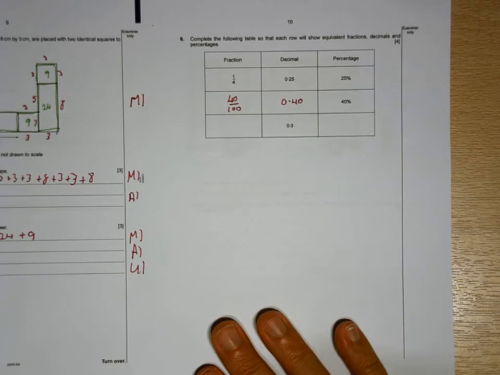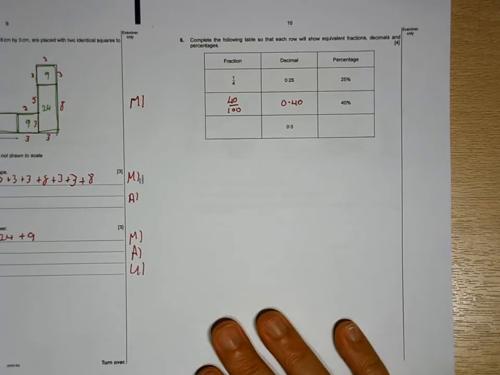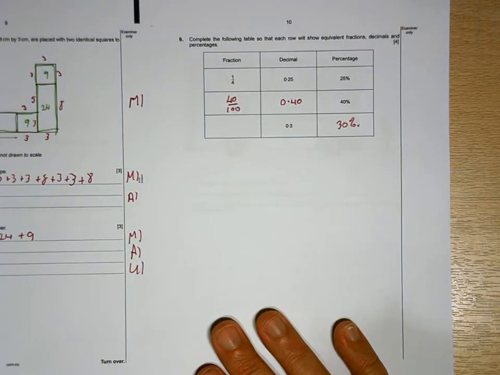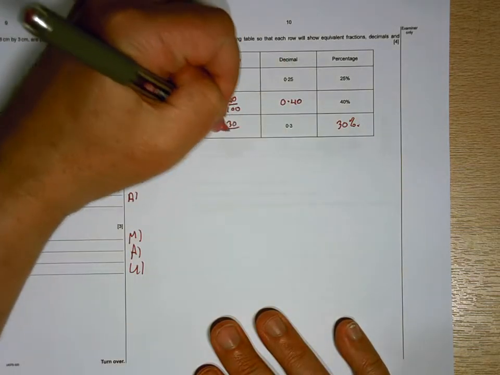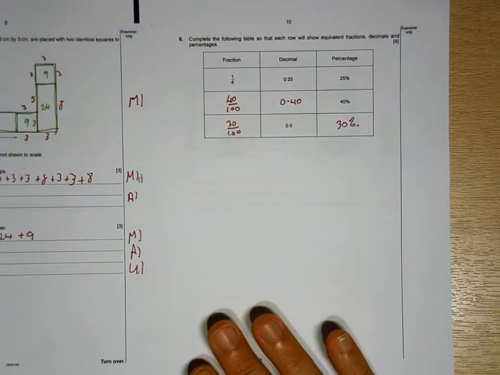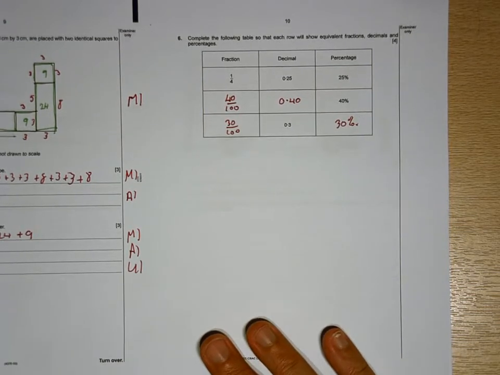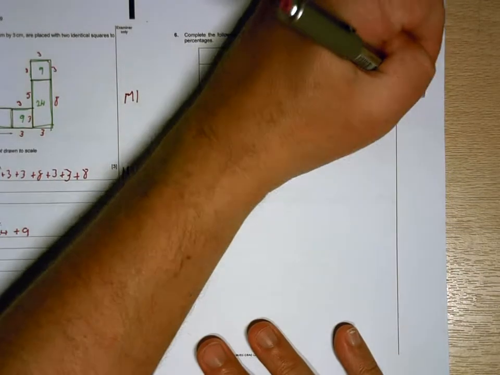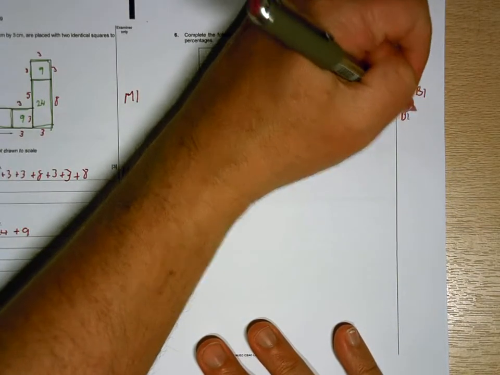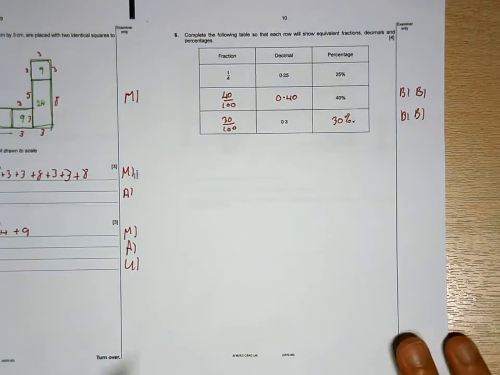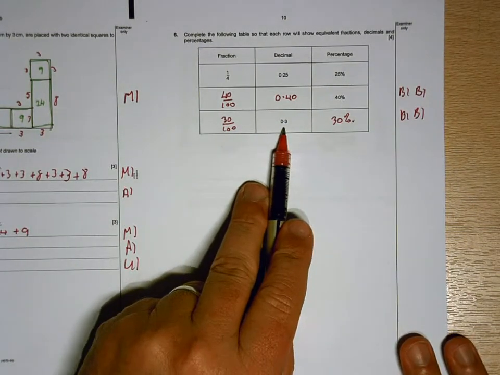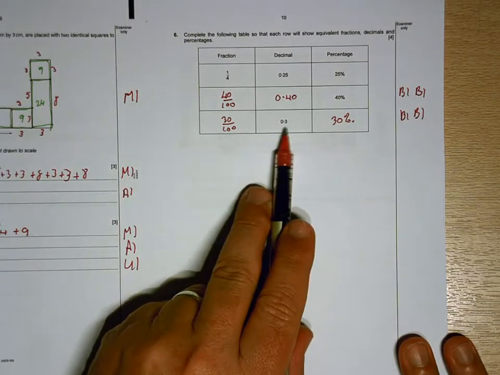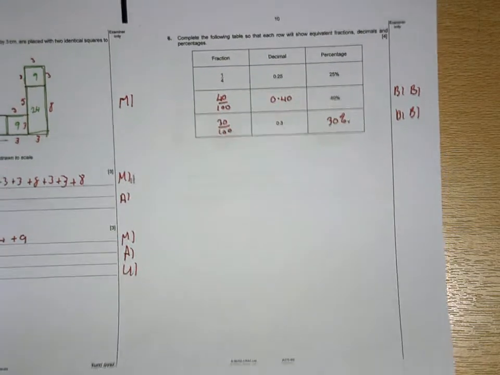And for the next one, 0.3 would be 30%, and 30% would be 30 out of 100. So you don't have to cancel them down, it's not asking you to, so you can just do it like that, and you've got 1 mark for each of those and 1 mark for each of those. Where you have to be careful is you want to write that as 3%, but remember 3% would be 0.03.